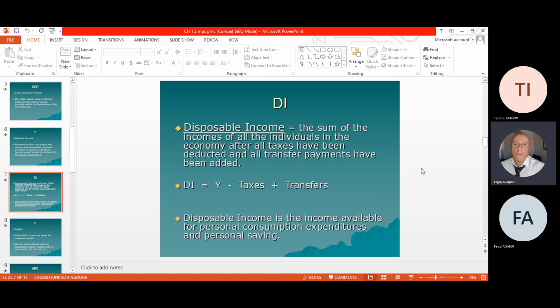Disposable income is the income available for personal consumption expenditures and personal saving. As I said to you, these are the marginal propensity to save and the marginal propensity to consume, components of this YD. And as you are observing, when you have this income, some is taken by the government as taxes, and for the pension scheme and other things, and the transfers will then be included again to your account.